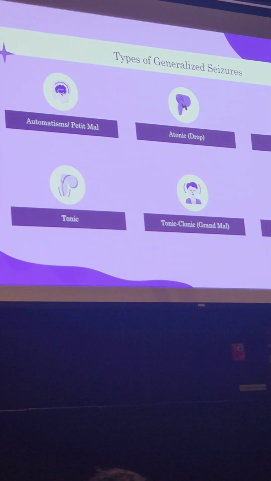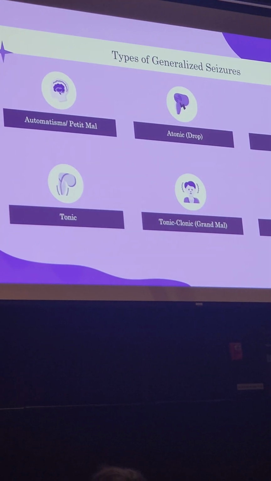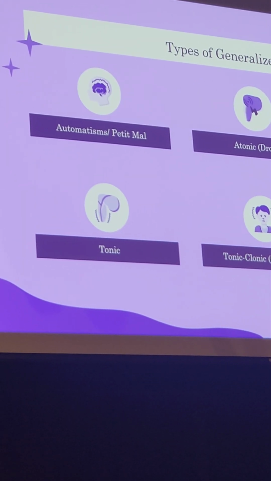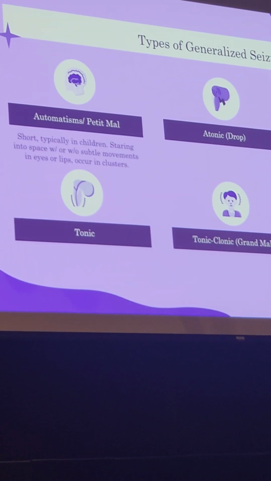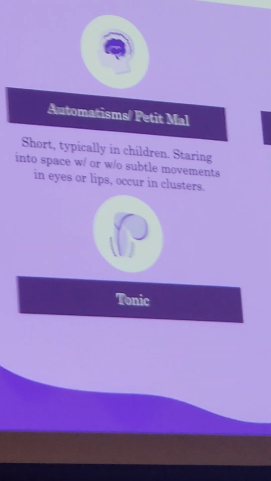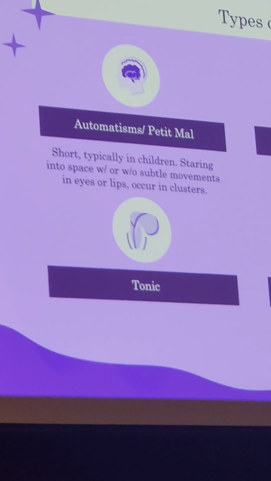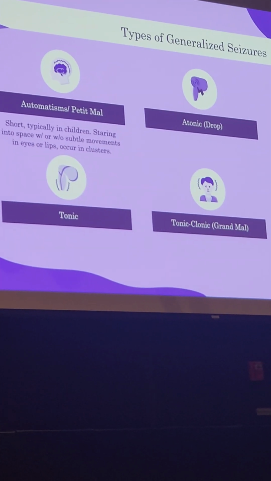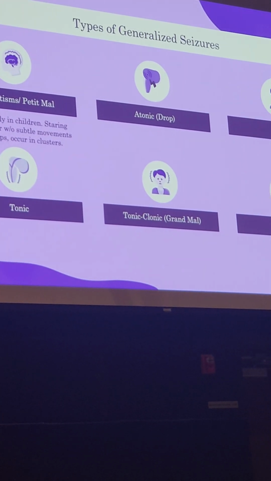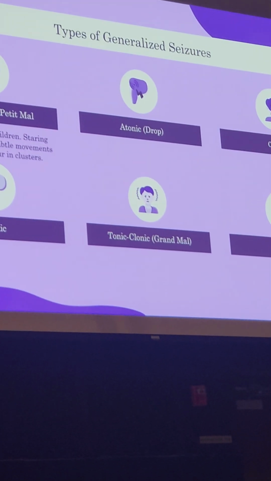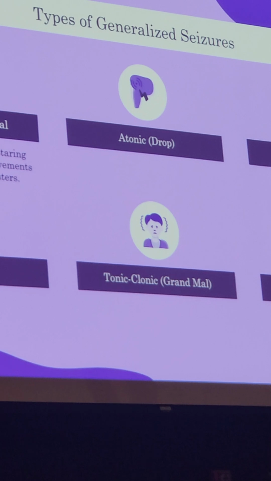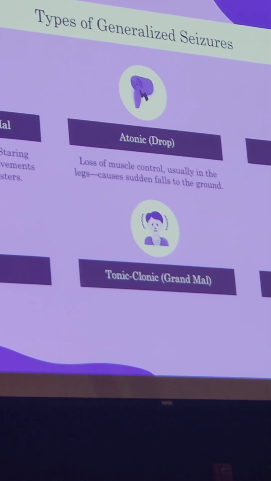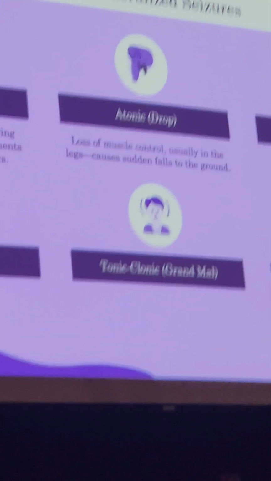And doctors use these signs and symptoms to classify seizures into 6 generalized types. First are automatisms, and these ones are usually in children, and these are the ones that are characterized by staring into space. They can last just 3 to 15 seconds, sometimes accompanied by small twitching in the eyes or lips, and they can occur in clusters, meaning they can happen up to hundreds of times a day. Next are atonic seizures or drop attacks. And this occurs when people lose muscle control, causing them to drop on the ground, and they usually lay unconscious for under 15 seconds.